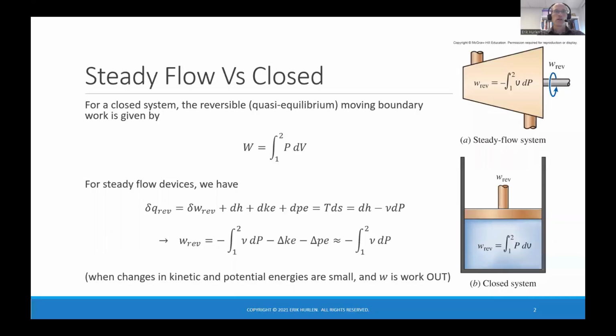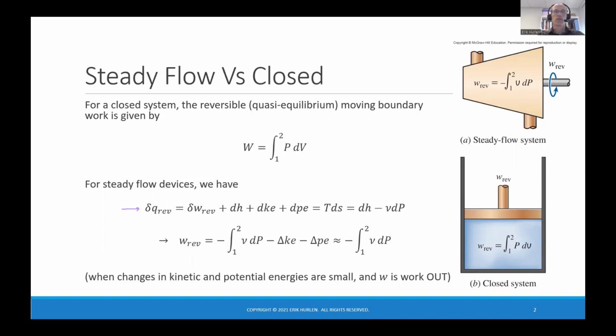For a closed system, the moving boundary work is given by the integral of PdV. For steady flow devices, the first law of thermodynamics gives us this relationship, where the heat in is equal to the work out plus the changes in all the other energies, such as kinetic, potential, and enthalpy. However, we also know that the reversible heat input is equal to TdS, which is equal to dH minus VdP. This means that the reversible work is equal to the negative integral of VdP minus any changes in kinetic and potential energies.